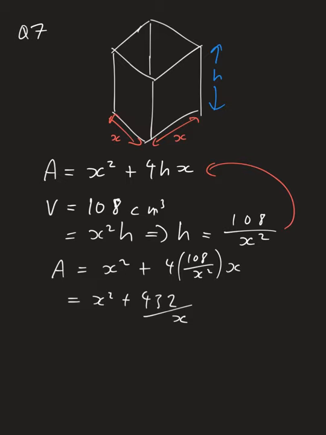So the first step is to find stationary points, and for that we need the first derivative. dA/dx is equal to 2x minus 432 times x to the power minus 2, because of course 1 over x is x to the power of minus 1. So that's dA/dx. I could also write that as minus 432 over x squared.